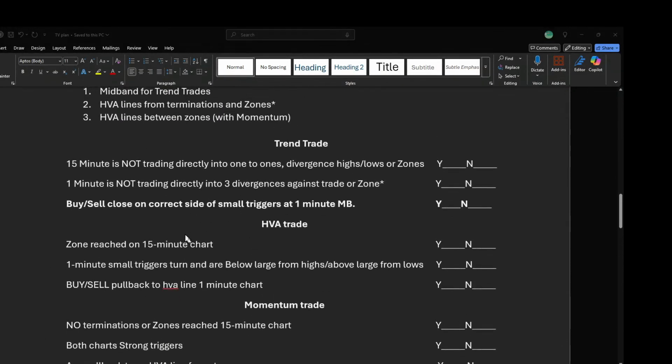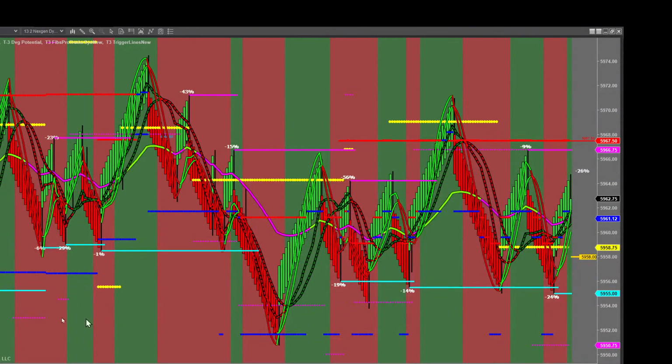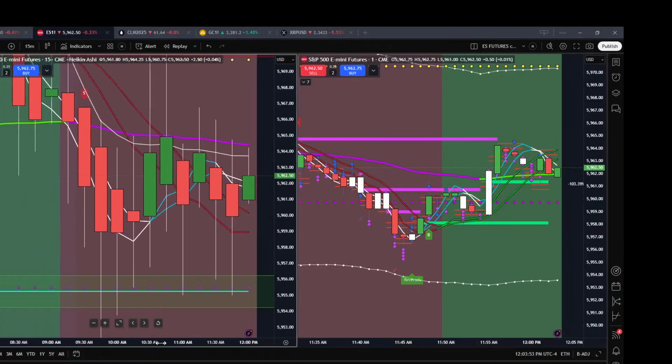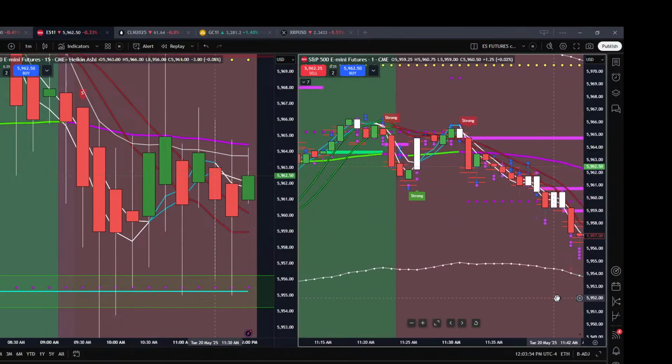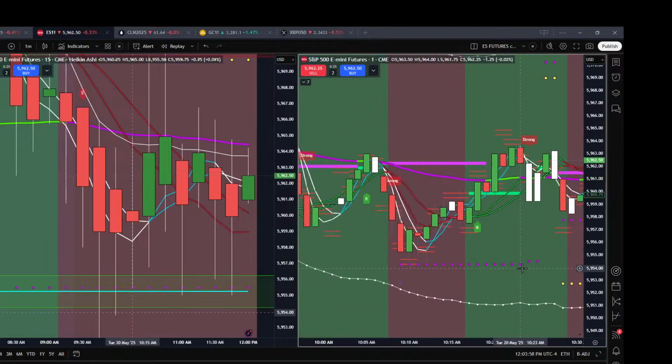I'm putting that in the room so you guys can see that there are checklists for each of the trades. So let's go through and look at a live market. That's more fun. And Jerry, we're probably not going to see any today because, let's be honest, there hasn't been a trend today. It's been sideways.